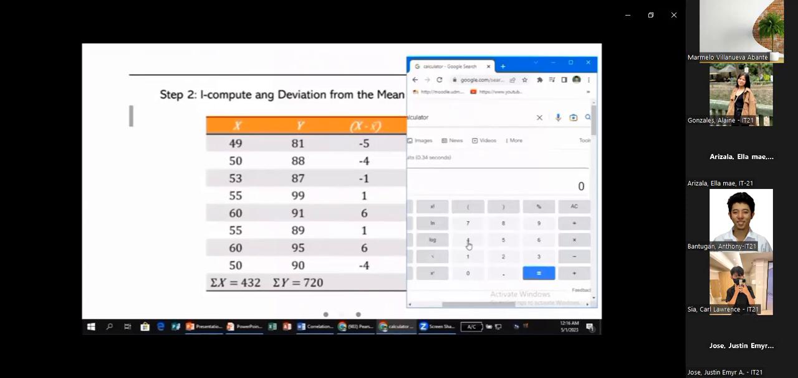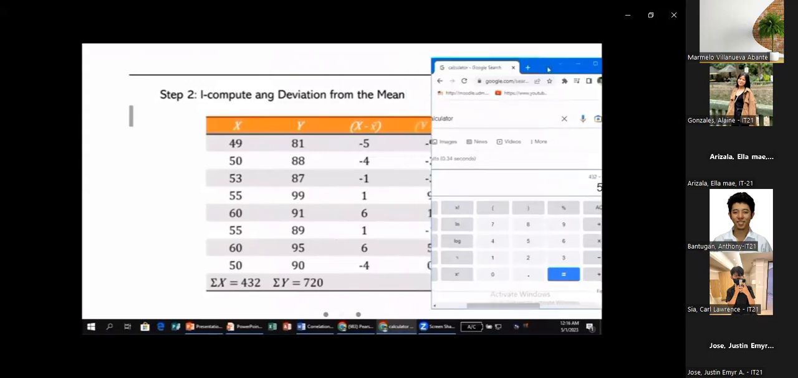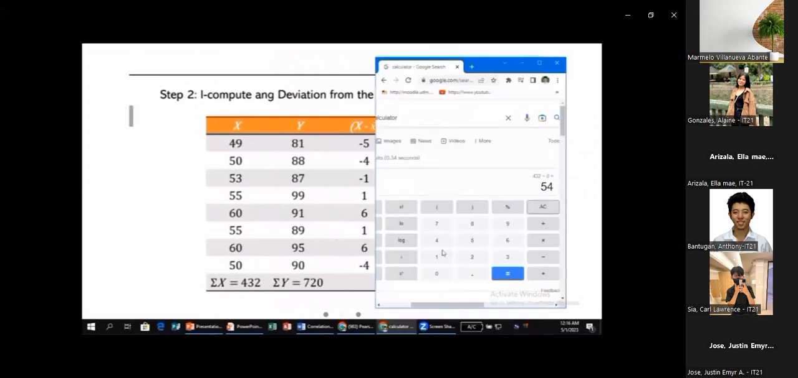So, yung total natin is 432. I-divide natin yun sa n or sa number ng values dito, 8. So, yung mean natin is 54. Ganun din gagawin natin sa y para malaman natin yung mean ng y. I-divide lang natin yung 720, yung summation niya, doon sa n. So, 90 naman yung sa y.